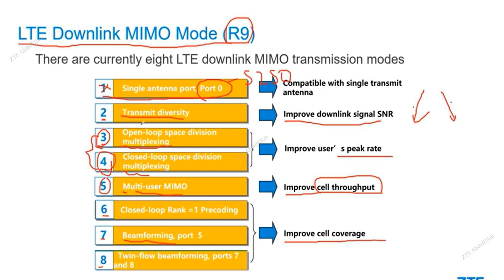And mode 1, we do not choose, because mode 1 is SISO. This is not reliable. And mode 5 is for multi-user MIMO. It can improve the system capacity. It can improve the cell capacity. Okay, so these are the LTE downlink MIMO modes.